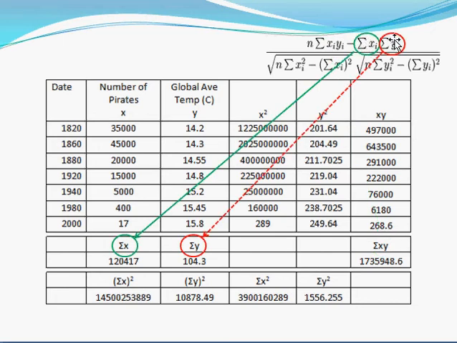We also need the sum of x and the sum of y, and that's pretty straightforward. So we just sum up the number of pirates across the 7 time points, that's 120,000. The sum of global average temperatures across the 7 time points, that's 104.3.